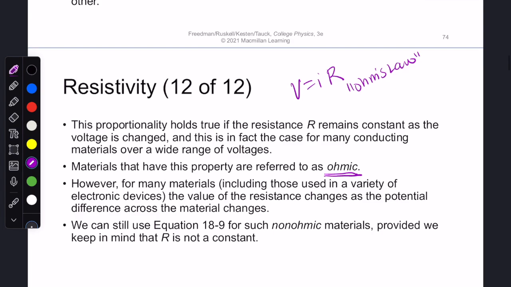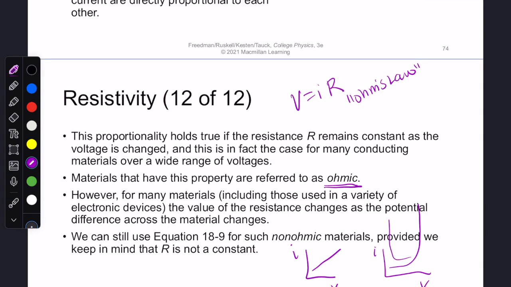So in other words, ohmic materials, if you were plotting V and I, would show up as a straight line. And non-ohmic materials, if you were plotting V against I, you would get some curvature, maybe an exponential function. You would get something like that, or even something like that. So that's the difference between ohmic and non-ohmic.